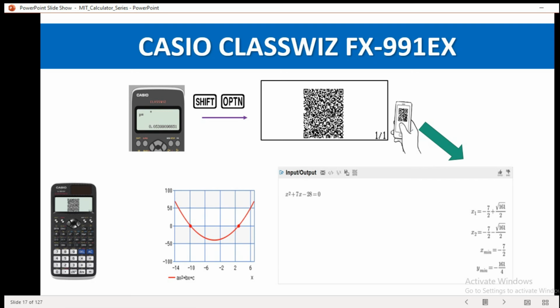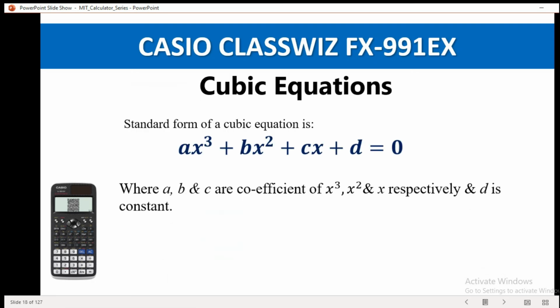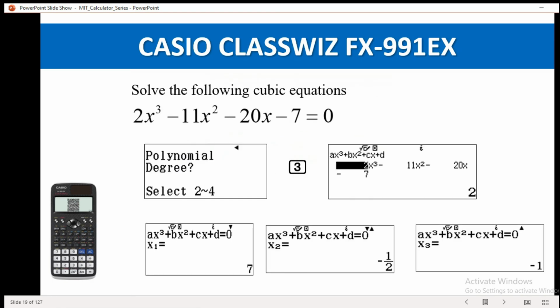Similarly, let's move on to the cubic equation. So for the cubic equation, the standard form is ax cubed plus bx squared plus cx plus d equal to 0, where a, b and c are representing the coefficients of the variables, and d is representing the constant value. So for the cubic equation, let's consider an example: 2x cubed minus 11x squared minus 20x minus 7 equal to 0.